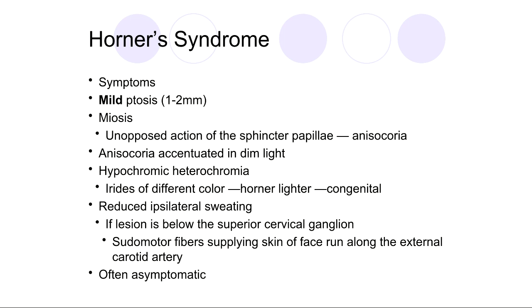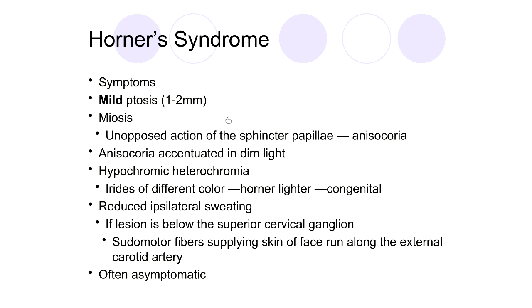So we're going to talk about Horner syndrome, which is a deficit along this pathway. The symptoms of Horner syndrome are usually, some people say a triad, but you will have mild ptosis. And remember last week we spoke about something else that caused profound ptosis. But in Horner syndrome, you're going to have a very mild ptosis.